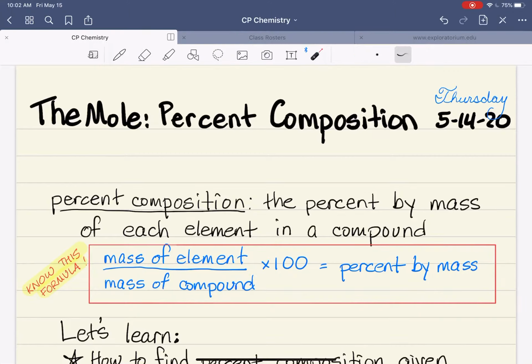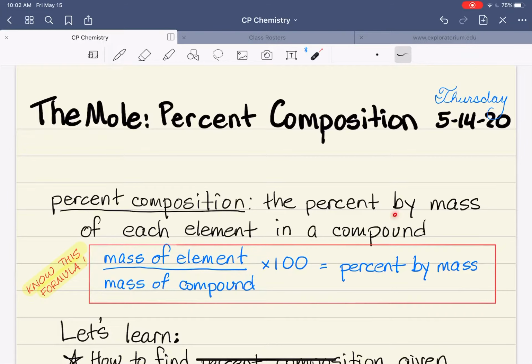All right, so first of all, percent composition is meant as percent by mass of each element in a compound. In other words, let's say you have the compound carbon monoxide. Well, what percentage of carbon monoxide is carbon and what percentage of carbon monoxide is oxygen?